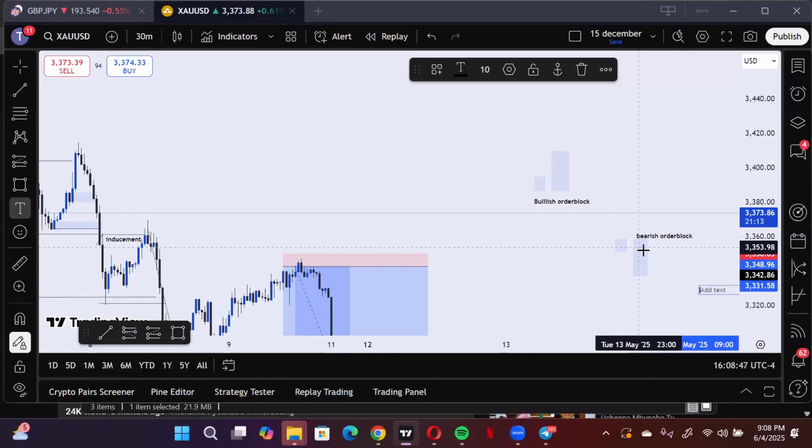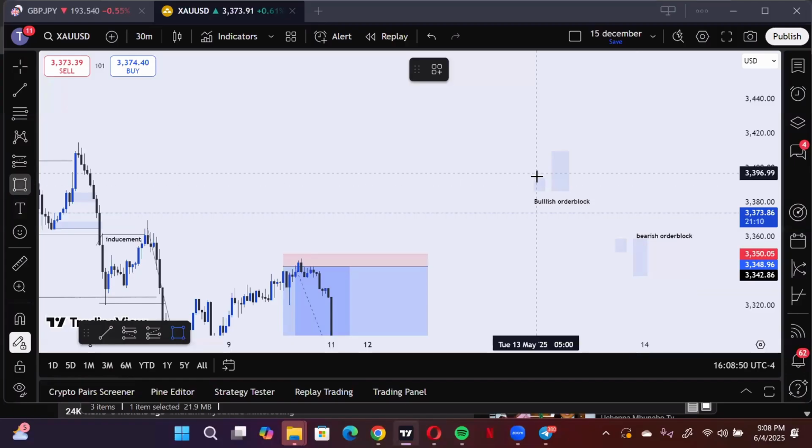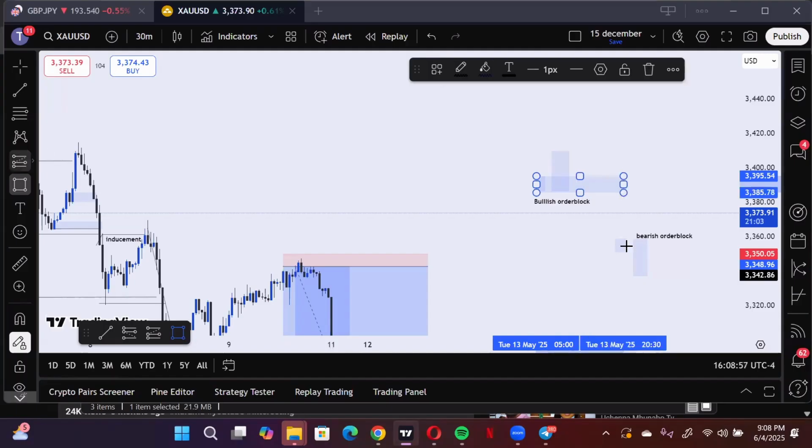So, bullish order block, bearish order block. And if you want to pick your entry, it will be from the middle, the demarcation of your order block. The middle of it here, the demarcation, is where your entry will be from. Same as this, the middle here, the demarcation.